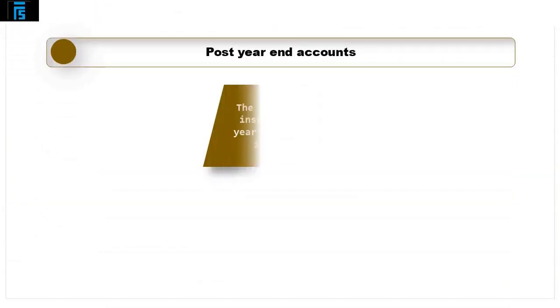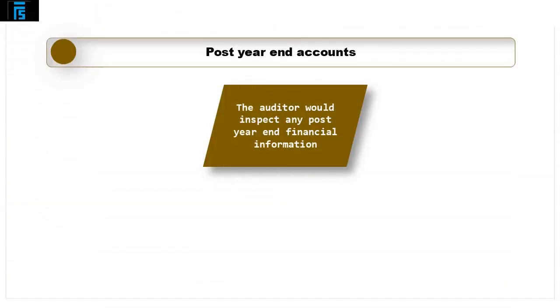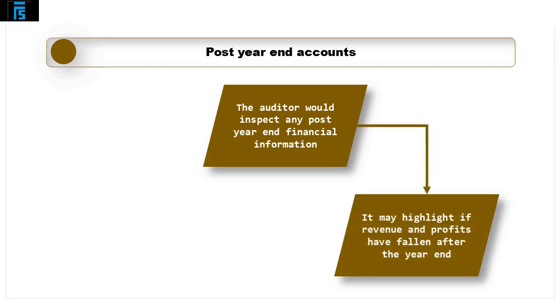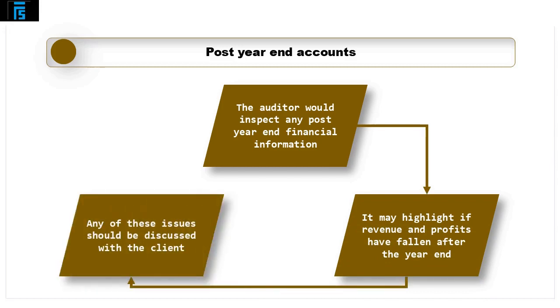The auditor would inspect any post-year end financial information such as management accounts or interim financial statements to identify if the performance of the entity is consistent with the current year being audited. It may highlight if revenue and profits have fallen or if there are large sales of assets just after the year end. Any of these issues should be discussed with the client if detected.